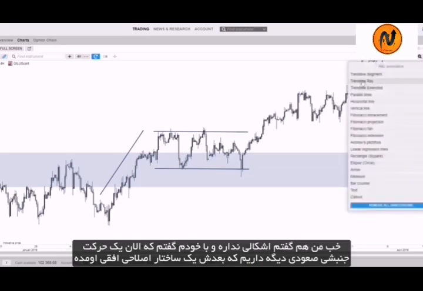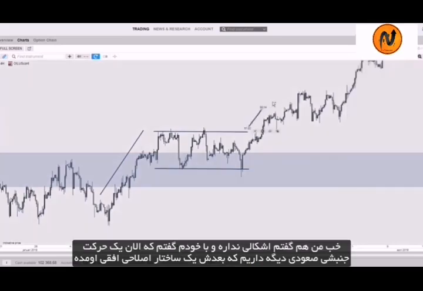So what I saw then was that there is a new bullish impulsive move that formed here, followed by a horizontal corrective move, right?